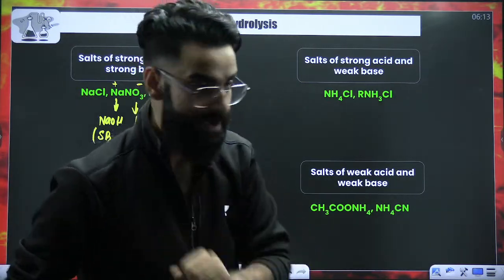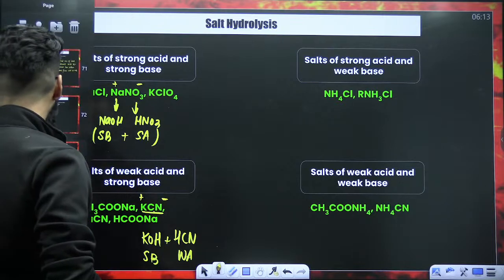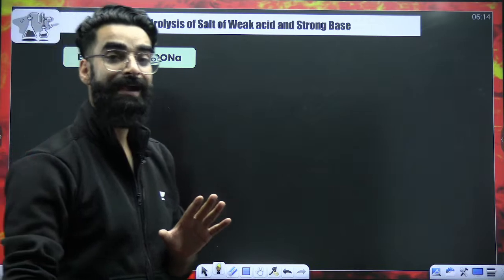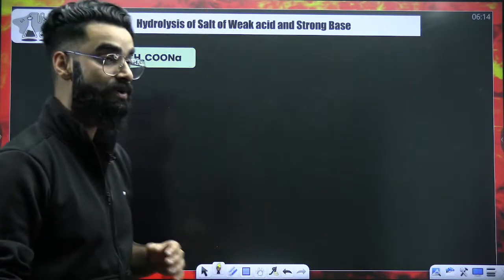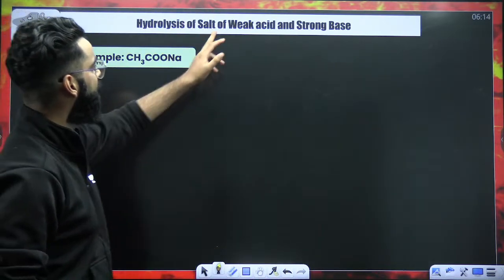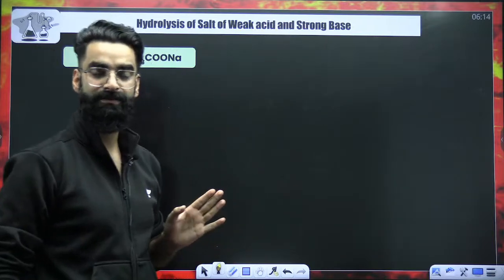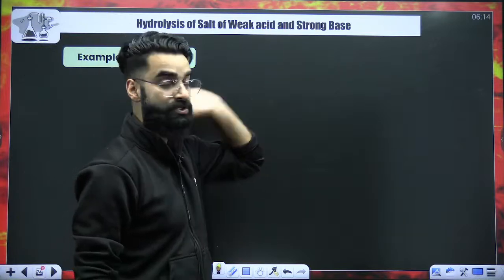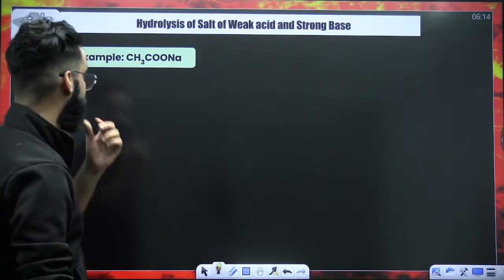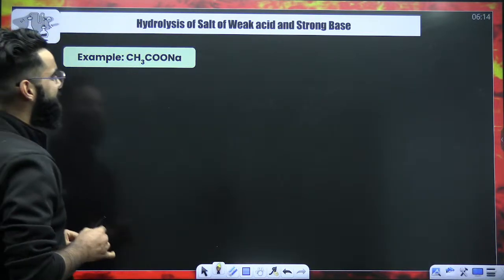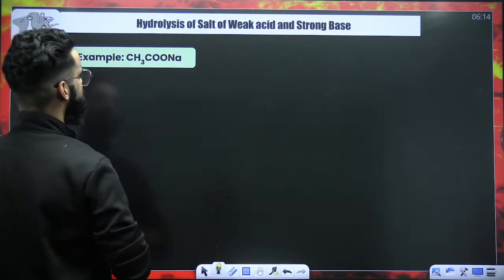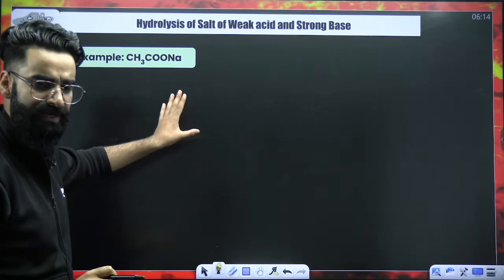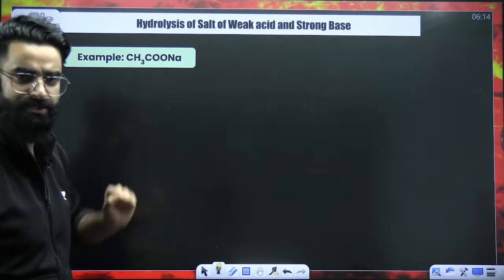Okay. Now, one by one, we are going to discuss certain things. So first of all, we'll try to understand the salt hydrolysis of that salt which is made up of weak acid and strong base. Try to understand. First of all, the example of the salt of weak acid and strong base, that is CH3COONa. It is the perfect example of the salt of weak acid and strong base.